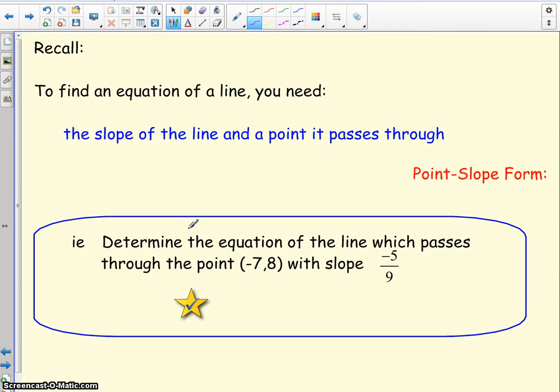Okay, but first let's recall a few things from grade 9. To find the equation of a line, what are the two things you need? Well, you always need the slope of the line. That's number one. And you also need a point it passes through. Now, it could be the y-intercept.